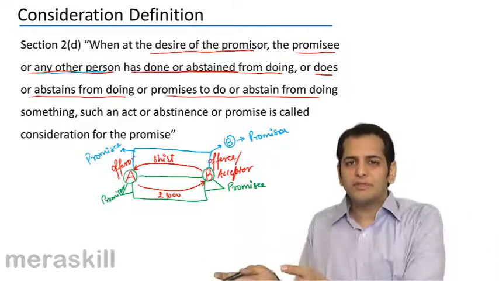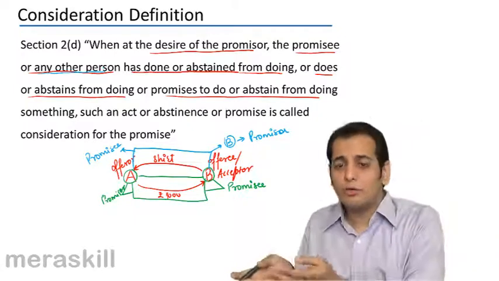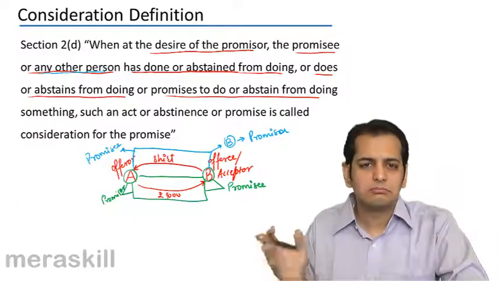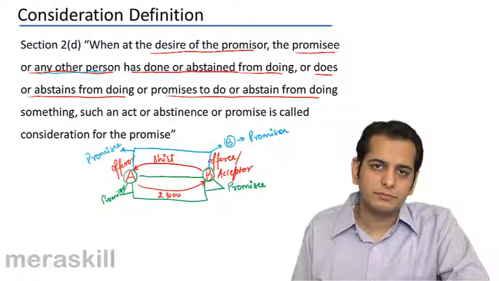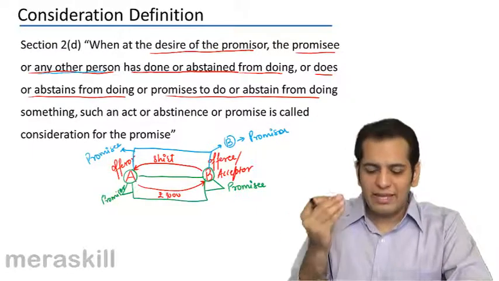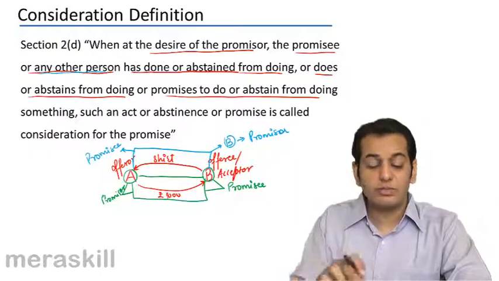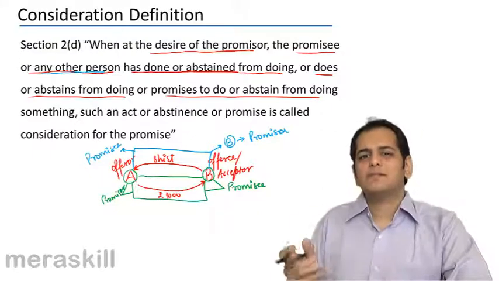So B gives him the shirt, or his agent gives him the shirt, or his employee or his son gives him the shirt, or his friend gives him the shirt. It's not a matter of concern for A. A wants a shirt. So what A wants, the consideration starts there. When at the desire of the promiser, the promisee or any other person has done something or abstained from doing.